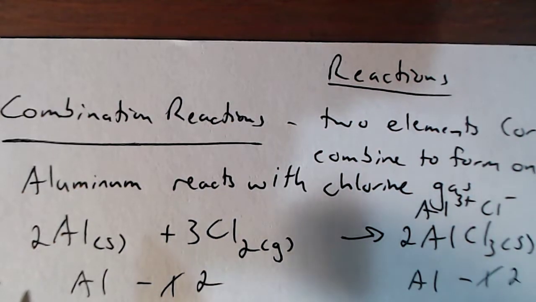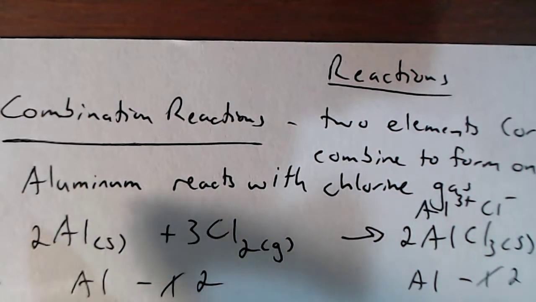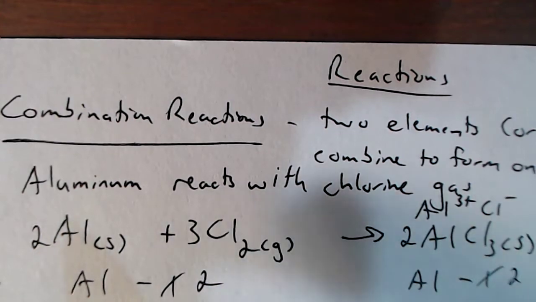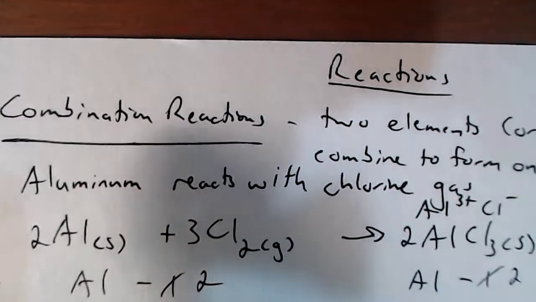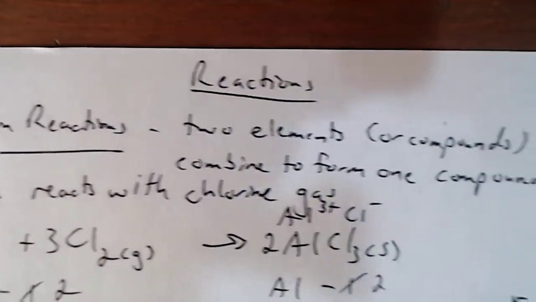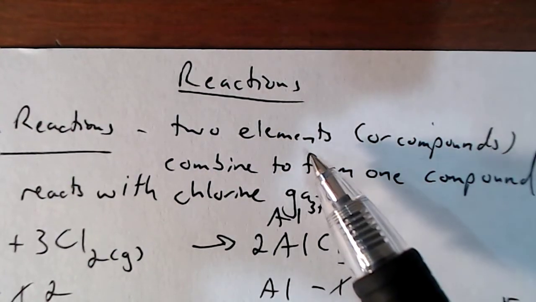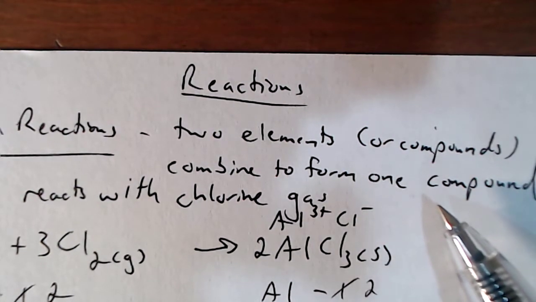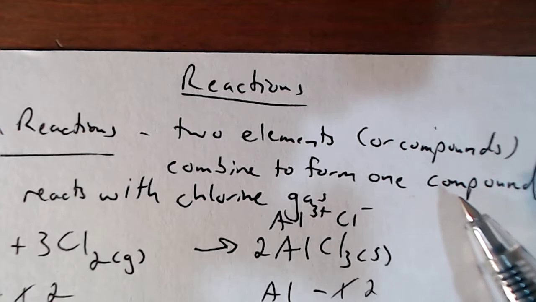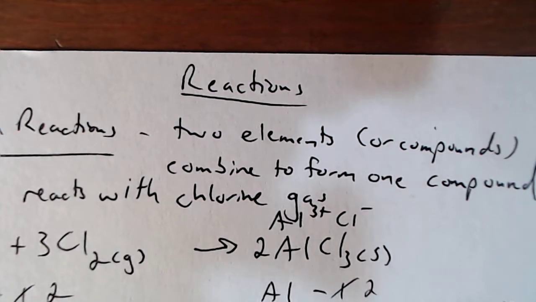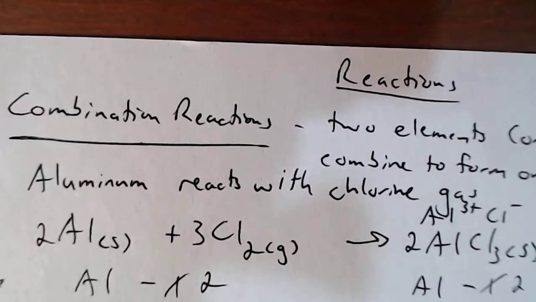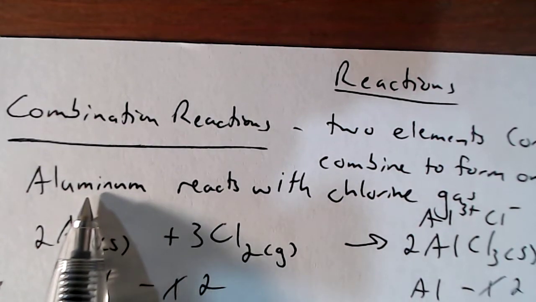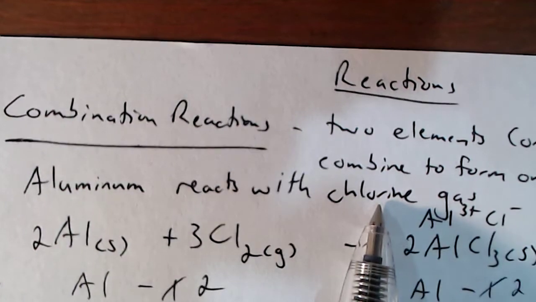Today we'll learn how to identify and predict three different types of reactions: combination reactions, decomposition reactions, and single replacement reactions. First, combination reactions have, in this class, two elements combining to form one compound. But later in other classes, maybe compounds can also combine to form compounds. So first we have, as an example, aluminum reacts with chlorine gas.